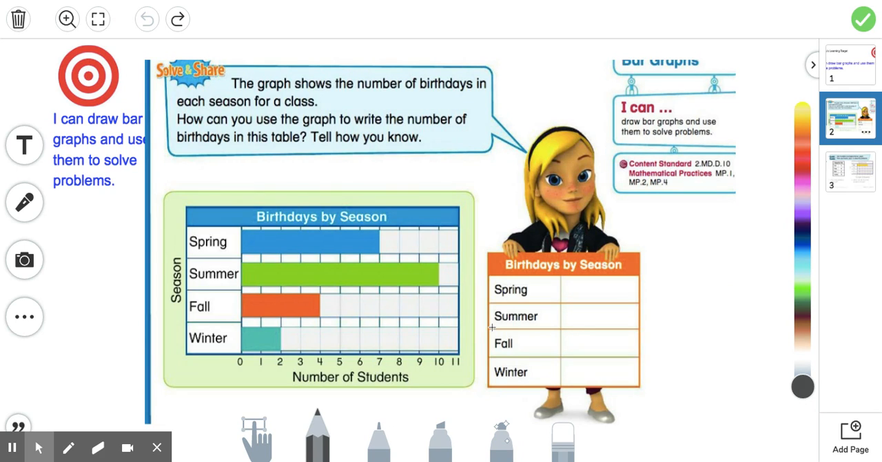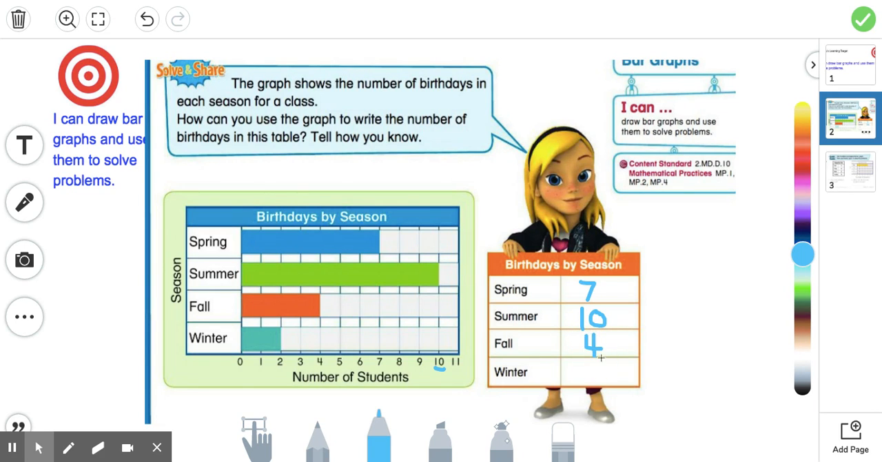So I know that for spring, I'm going to use my pen tool. For spring, there are 7 birthdays. Now for summer, I'm going to look all the way to the end of the green line, and it ends on 10. So for summer, there are 10 birthdays. For fall, I'm going to go all the way to the end of the orange, go down and look. There are 4 birthdays in fall.